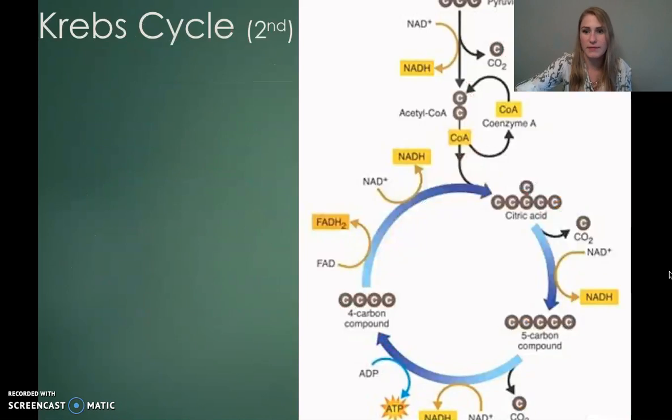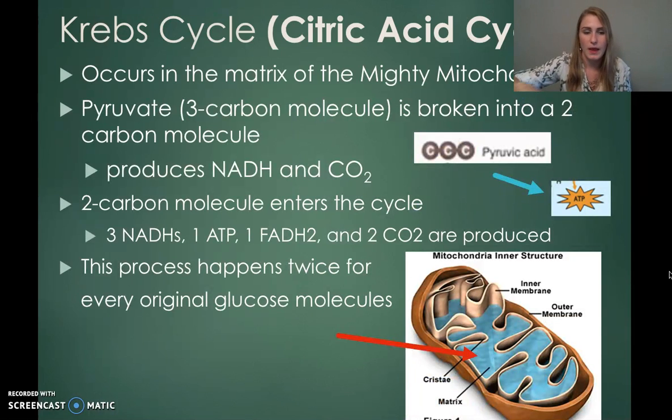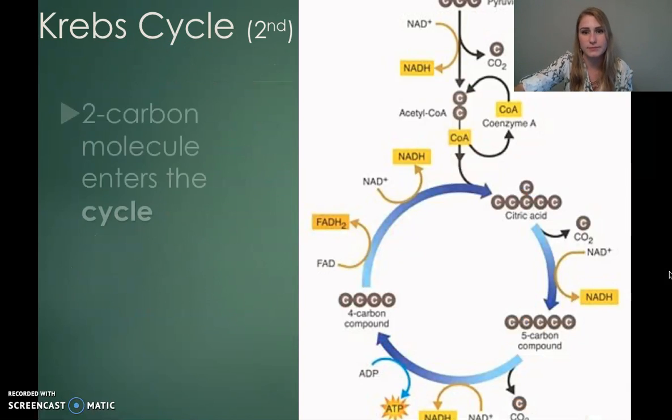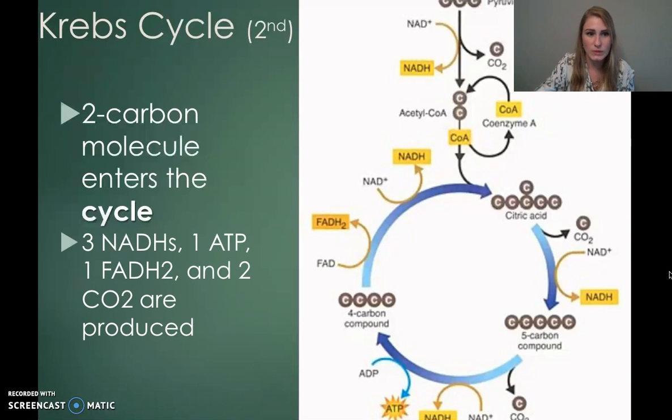So for every 1 glucose, this process happens 2 times. Which means that if I have 1 glucose molecule, in total I'm going to end up with 6 NADHs, 2 ATP, 2 FADH2, and 4 carbon dioxide for that 1 molecule going through the citric acid cycle. So in the Krebs cycle, once again, a 2 carbon molecule enters. It started out as pyruvate, and you can actually see that there on the screen.